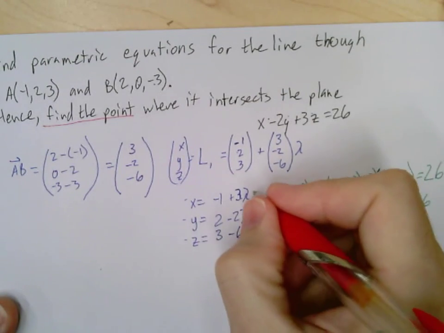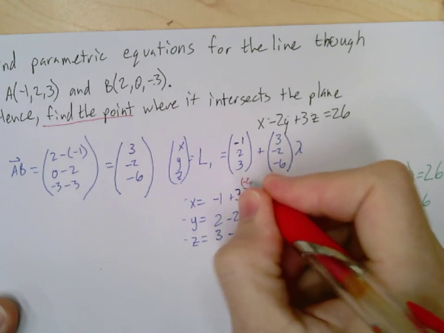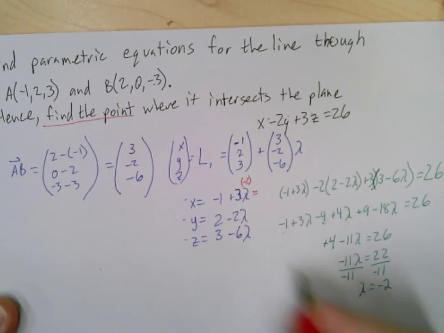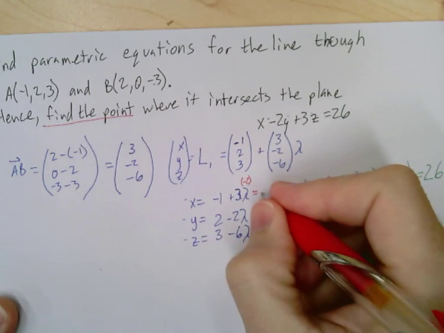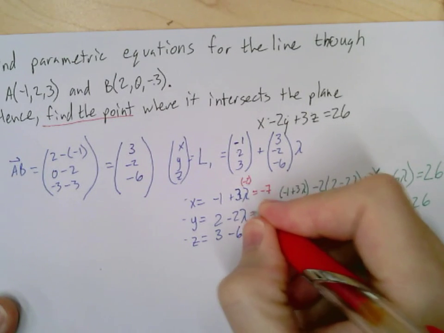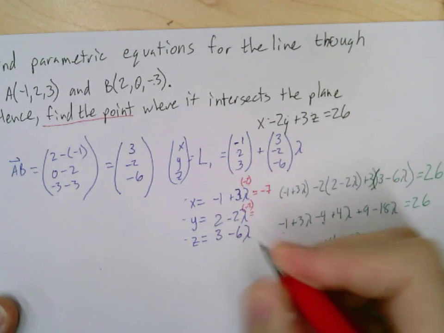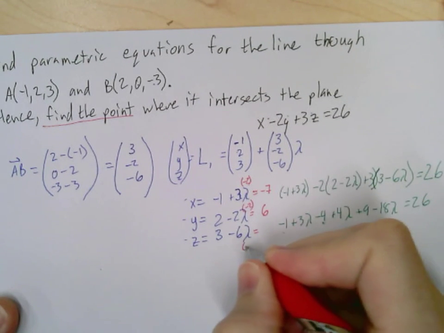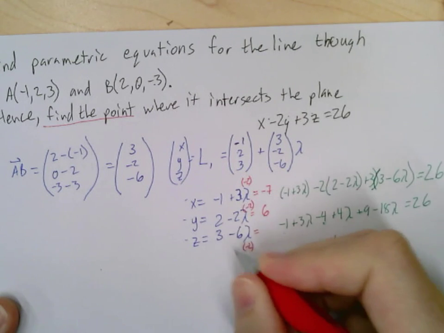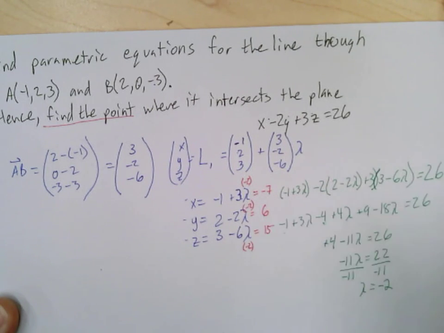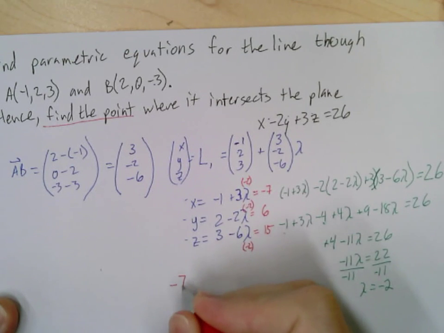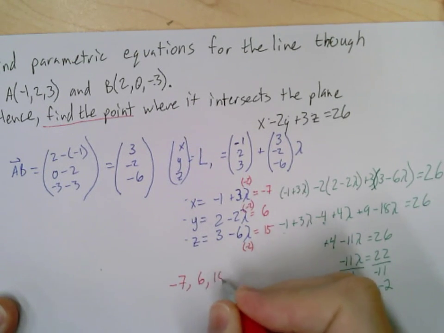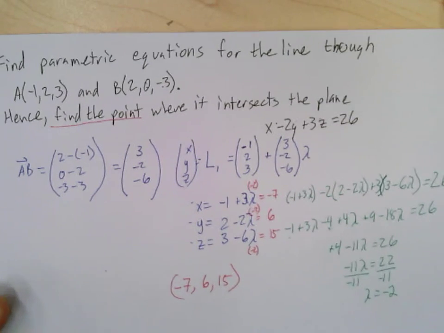So x is going to equal negative 1 plus 3 times negative 2, so that will be negative 1 minus 6, which is negative 7. I'll put negative 2 in for this lambda, so that will be 2 plus 4, which will be 6. And I'll put negative 2 in for that lambda, which will be 3 plus 12 is 15. So therefore, the point where it intersects is not a vector. It is negative 7, 6, 15. And that is the answer to the next question.